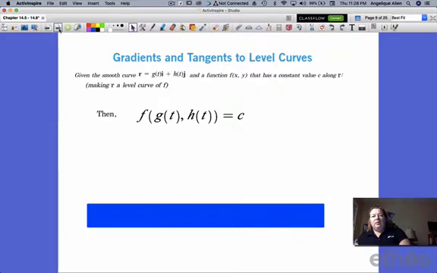So we want to be able to find gradients to level curves, not just surfaces. We also want to be able to find tangents, and in order to find the tangent, we're going to need the idea of the gradient, okay?